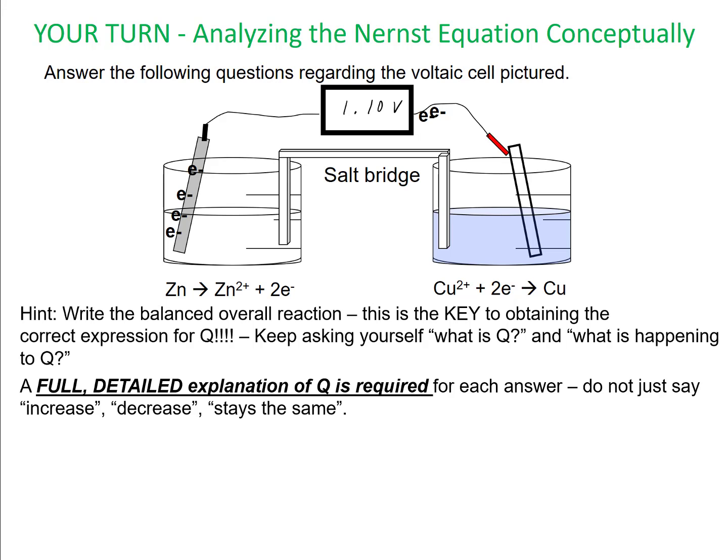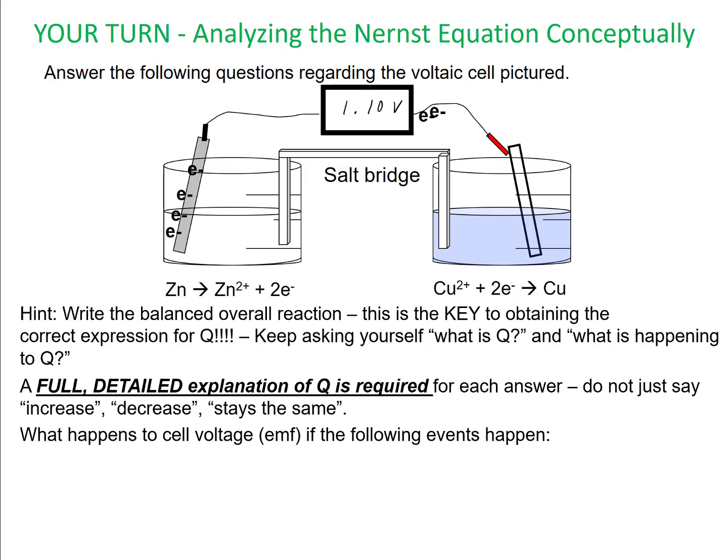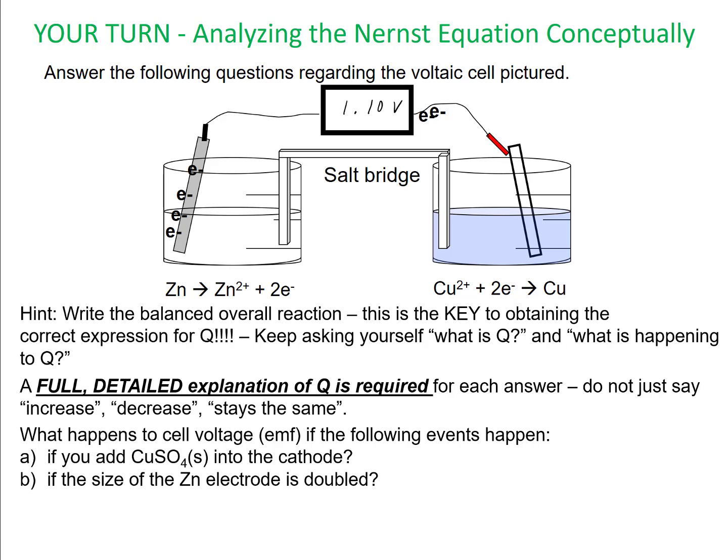So what happens to your cell voltage if the following scenarios happen to your cell? If you add copper sulfate to this compartment, so copper sulfate is soluble, so you're adding solid copper sulfate to this. What would happen? Like I was saying, I want you guys to be describing Q in your answer. What happens to voltage based on what happens to Q? So use Q for every explanation here.